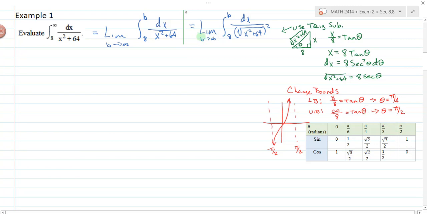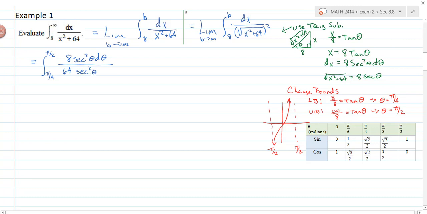The reason that I said that I didn't want to rewrite this integral right here until we had changed our bounds is that when we change our bounds, we end up with a definite integral. We don't have the infinity anymore because the infinity came into play whenever we were changing our bound. So that means that this problem is actually going to be the integral from pi over 4 to pi over 2. And then in place of dx, we're going to plug in 8 secant squared theta d theta. And then in place of the radical, we're going to plug in 8 secant theta. But remember that radical was squared, so we have to square both the 8 and the secant. And that's going to give us 64 secant squared theta.